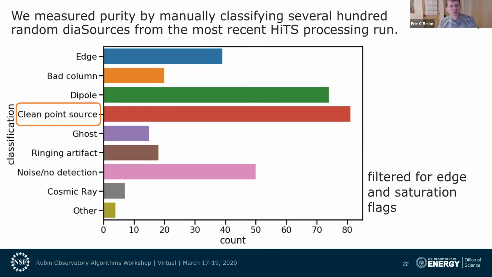This is if we just filter on a couple of coarse flags. This cuts the completeness just a little bit. The number of clean point sources drops just a smidge, but not a great deal. And so you can see a little more clearly some of the dominant effects are from dipoles, or still some edges and some non-detections, which I'll discuss in a moment.